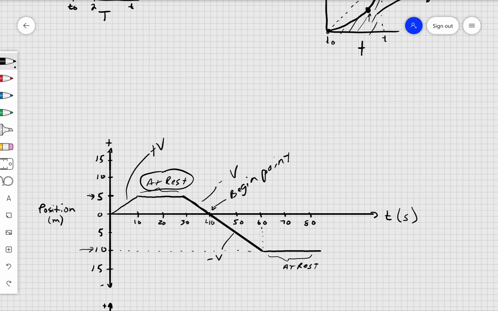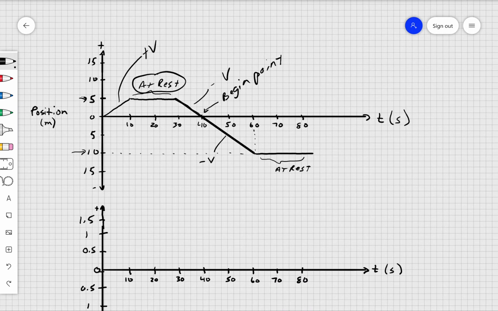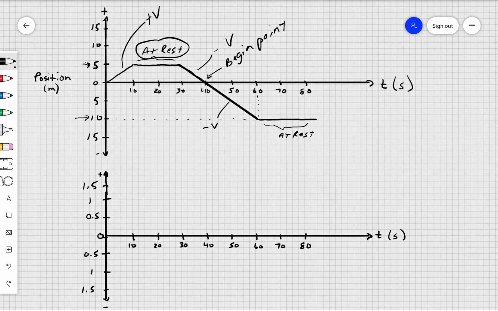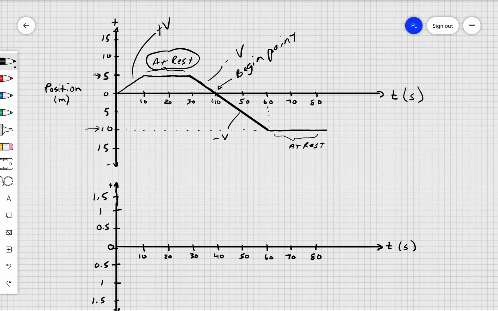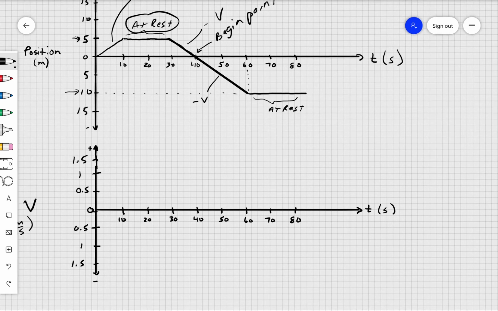And with these graphs, it is extraordinarily useful to be able to relate a DT graph and what is going on there to a velocity time graph. So if we look down here, that DT graph at the top, let's do a velocity time graph below it that matches it.